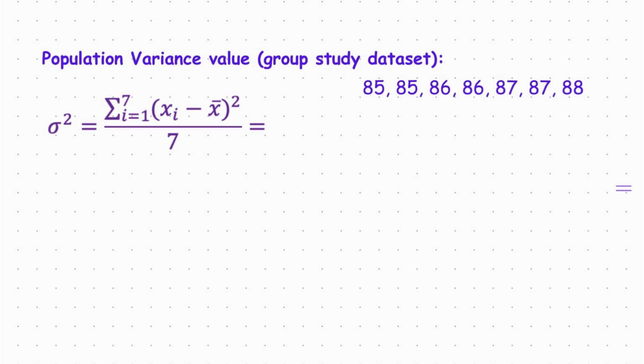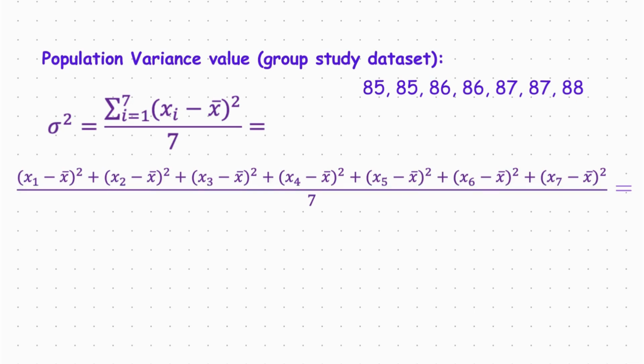As you see, this summation will be expanded to the sum of 7 differences. Each of these differences is for each of the data points that we have, like x1 minus x bar is the first difference, and then square it, then add x2 minus x bar, then square it, and so on.